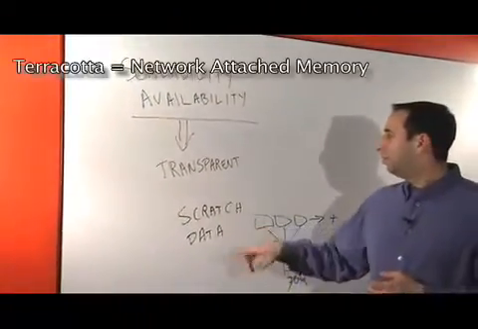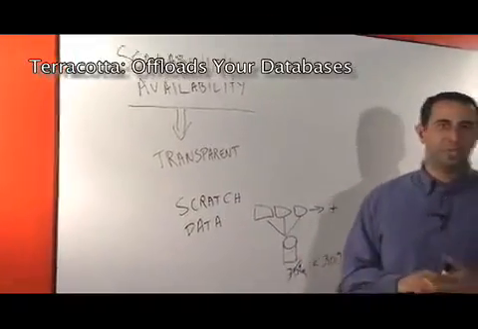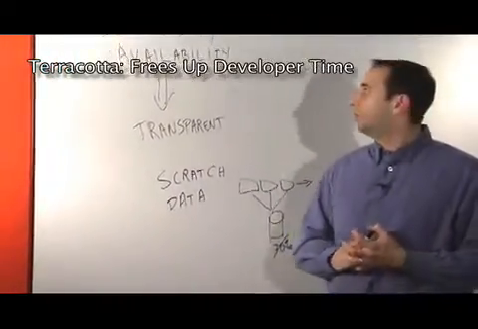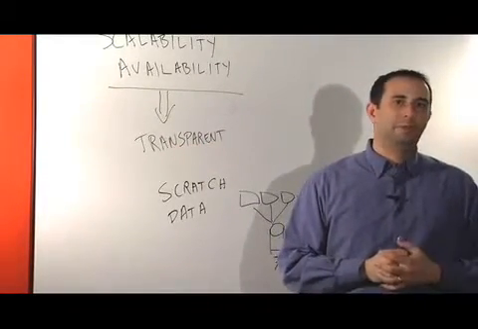So network-attached memory, basically it's a place to store scratch data, lets you offload your database, and lets your developers get back to focusing on business logic and new features and functions.